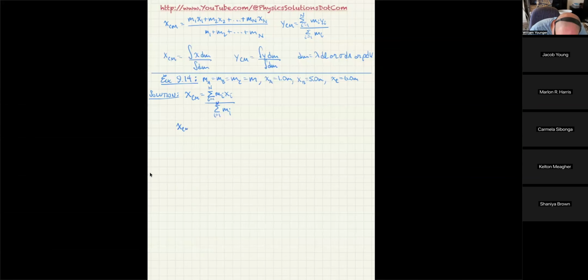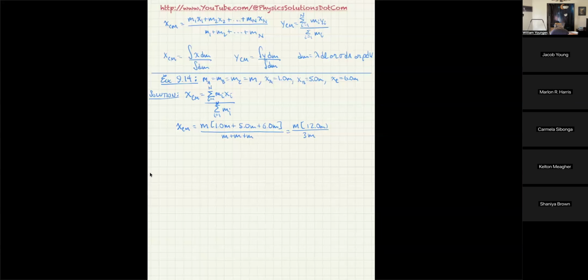So x center of mass is going to be, notice each term is going to have an m. So I'm just going to put the m out in front and then put parentheses. And what I'm going to have is 1.0 meters plus 5.0 meters plus 6.0 meters. And then all of that's going to be divided by m plus m plus m, which gives us, of course, m times 1 plus 5 is 6 plus 6 is 12. So this is 12.0 meters. That's a meter, not to be confused with the m. And the m plus m plus m is 3m.